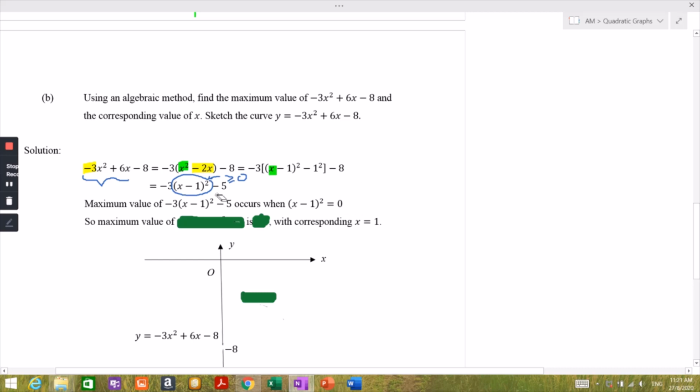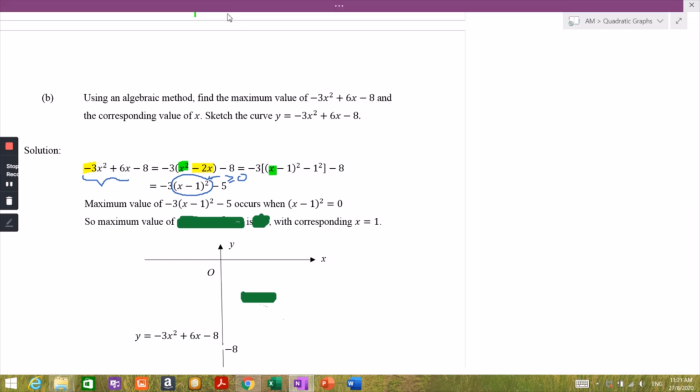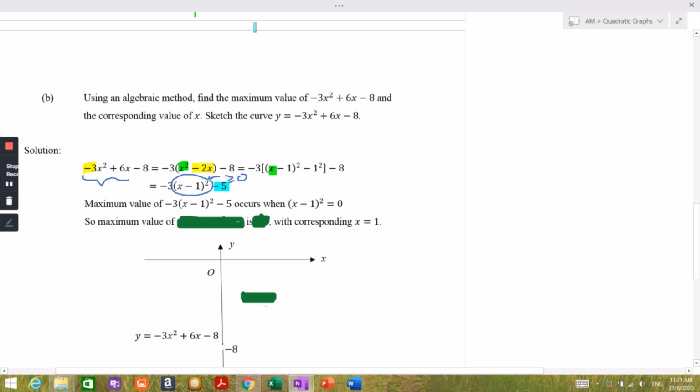So what happens when this (x minus 1) squared term equals 0? The largest value is what remains, and that is -5. So that's why you find that this one is a negative 5 as well.